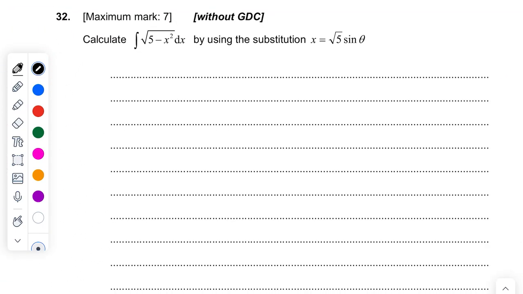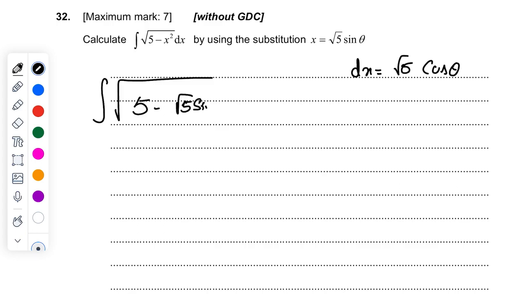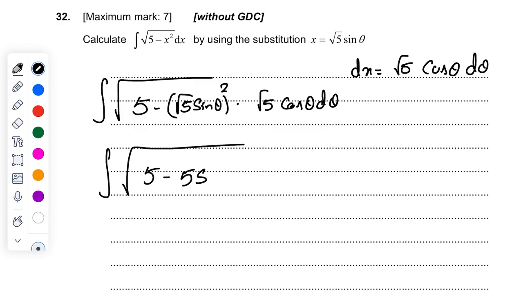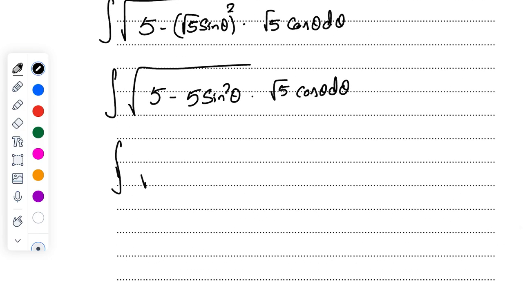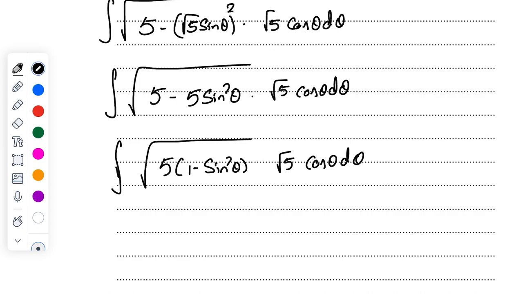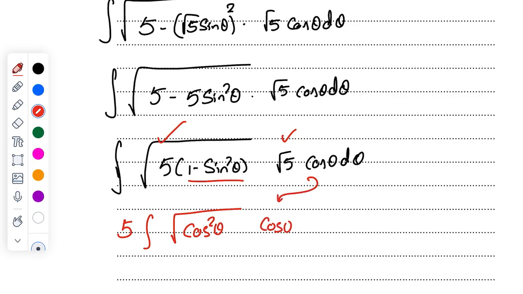Now question number 32. Use the substitution x equals root 5 sine theta. So dx equals root 5 cosine theta d theta. Now what does that substitution become? Square root of 5 minus root 5 sine theta whole square, times dx. dx is nothing but root 5 cosine theta d theta. So it becomes square root of 5 minus 5 sine square theta times root 5 cosine theta d theta. So the integral of square root of 5 common, 1 minus sine square theta, root 5 cosine theta d theta. Square root of 5 times square root of 5 will become 5. And 1 minus sine square theta is nothing but cos square theta. So square root of cos square theta times this cosine theta, d theta.